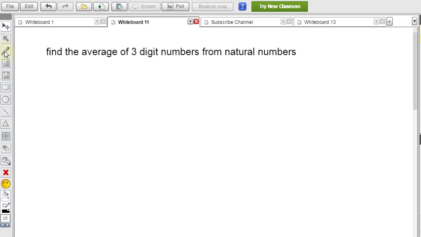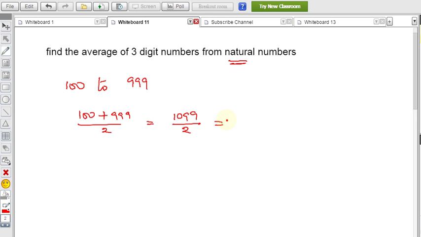The least 3-digit number is 100, so we have to find the average of 100 to the last 3-digit number, which is 999. According to the problem, 999 is a natural number and 100 is also a natural number. Now 100 plus 999 divided by 2. 999 plus 100 is 1099, divided by 2.